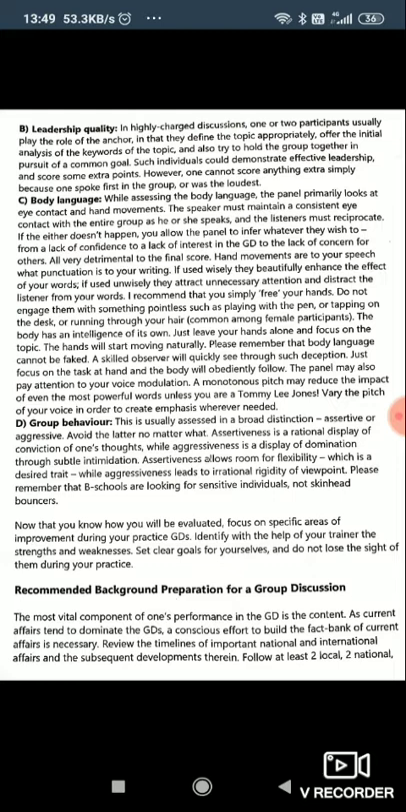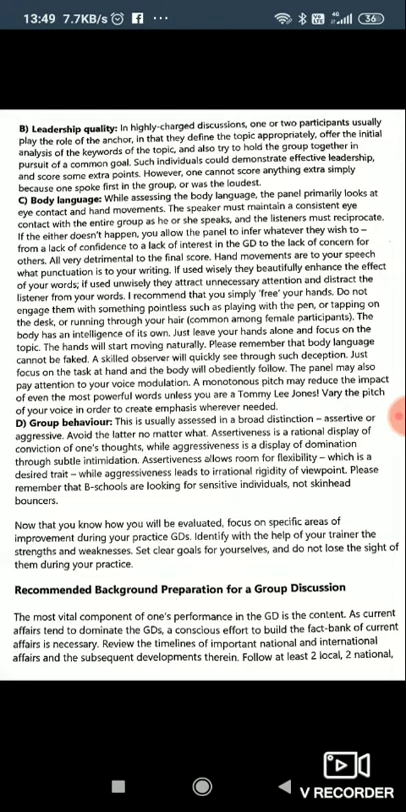Hand movements are to your speech what punctuation is to your writing. If used wisely, they beautifully enhance the effect of your words. If used unwisely, they attract unnecessary attention and distract the listener from your words. I recommend that you simply free your hands. Do not engage them with something pointless, such as playing with the pen or tapping on the desk or running through your hair, common among female participants.